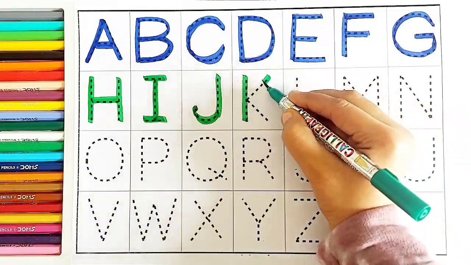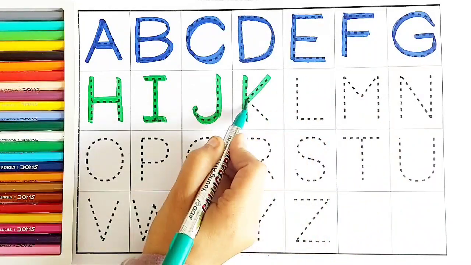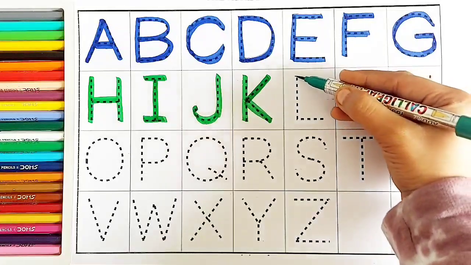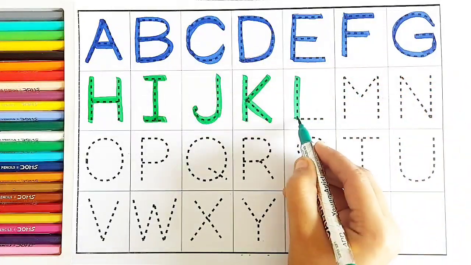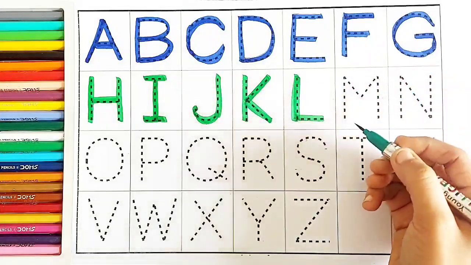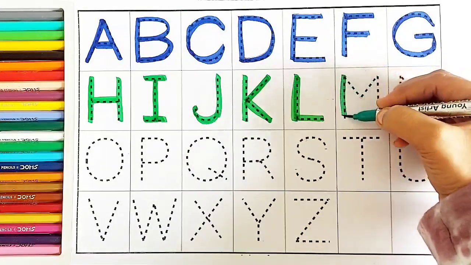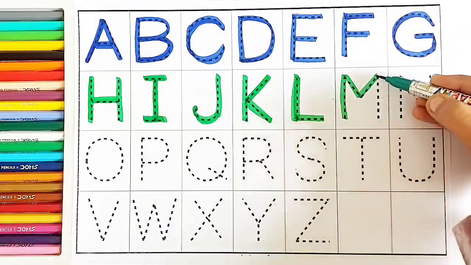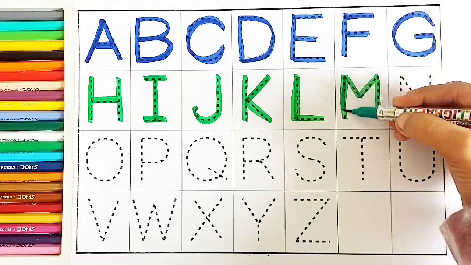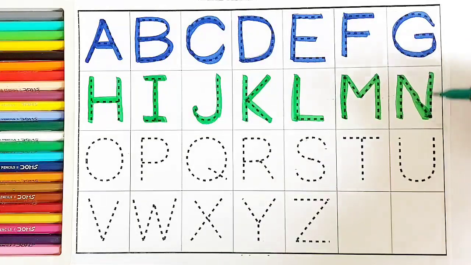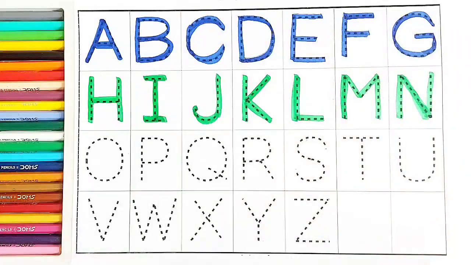K. K for kite. L. L for lion. M. M for monkey. N. N for nest.